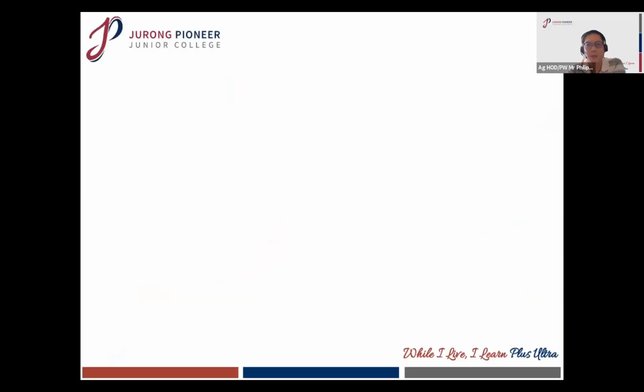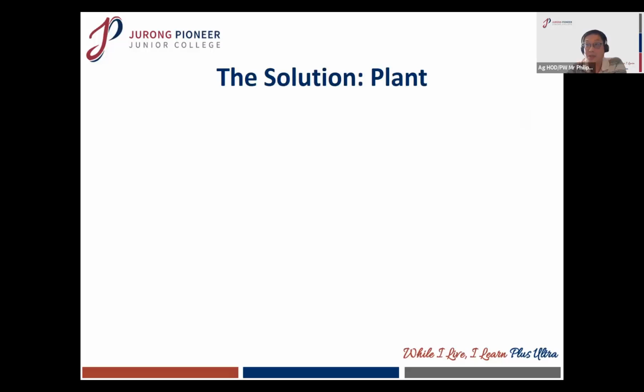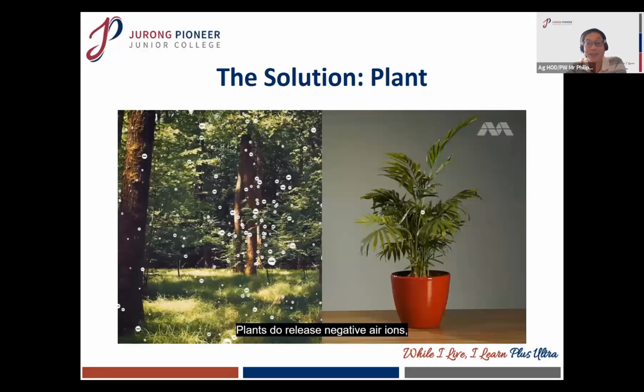How is this PW? Now, first thing first, PW is about, like I said earlier, solving real life problems. So the problem here could be haze. And we know that in June 2013, the PSI index actually went up as high as 401. So that is a problem. All right. And so what's the solution? You'll be surprised. It's actually a plant. Now, if you have done biology or you're a science student or you watch documentaries, you realize that plants release negative ions. Okay. And so what do these negative ions do? They actually bind, cluster around the pollutants in the air and then clear the air of all the pollutants.